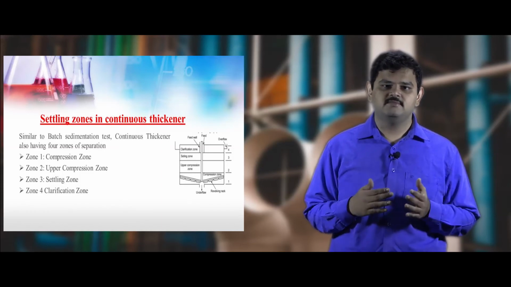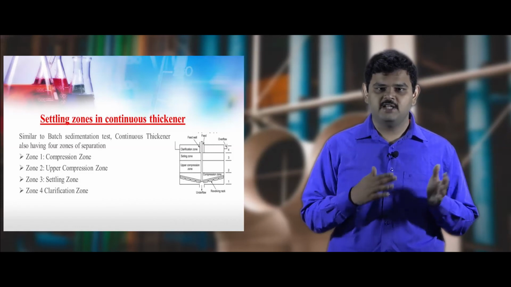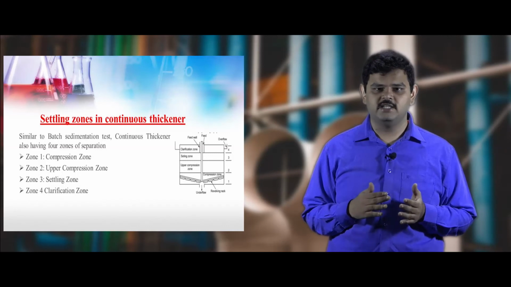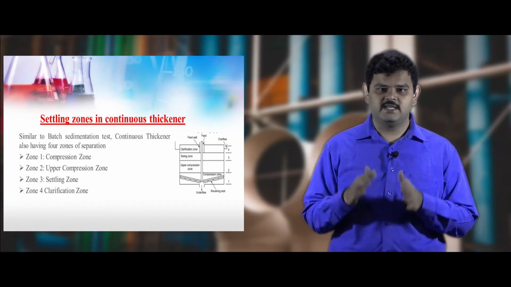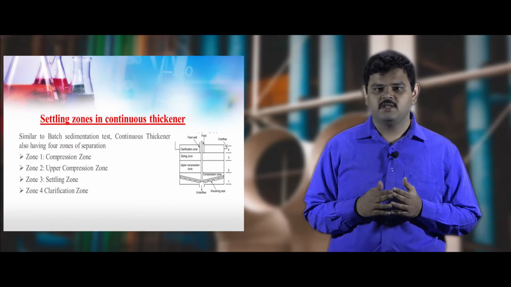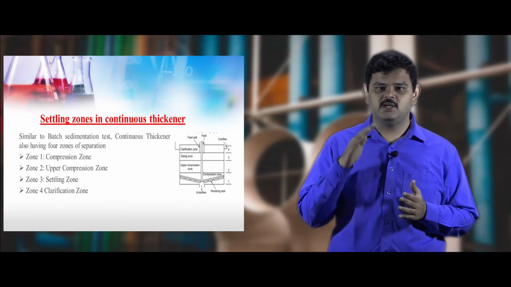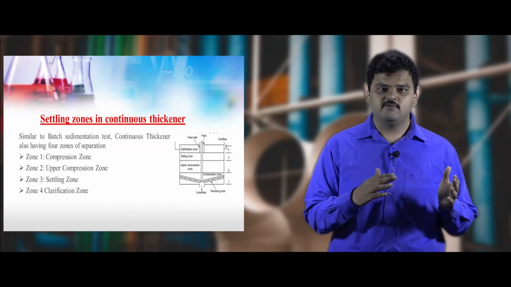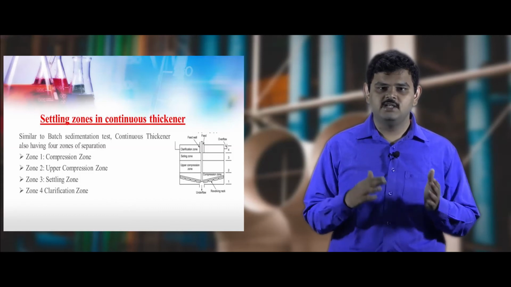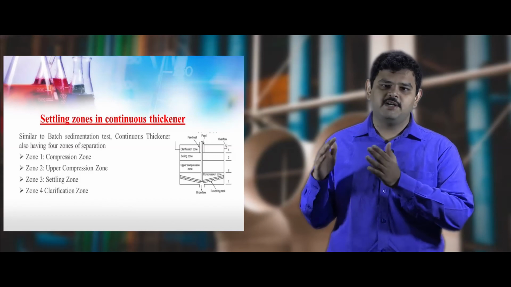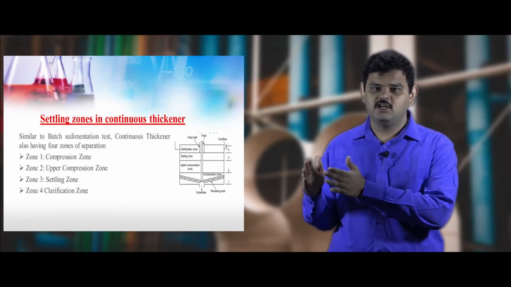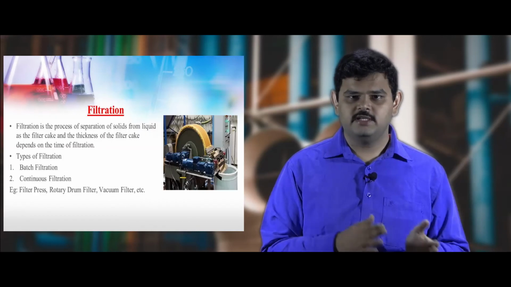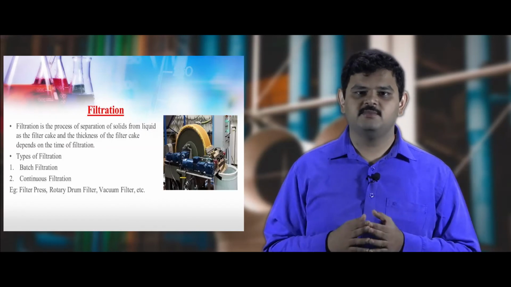Zone 3 is the settling zone. When the feed particles enter and are released in the center of the thickener, the particles start settling from zone 2. Zone 4, that is the top zone, is the clarified zone. The clarifying water which enters from zone 3 is separated by passing through different launders and taken out as clarified liquid. Now we move on to the next method, that is the filtration process.